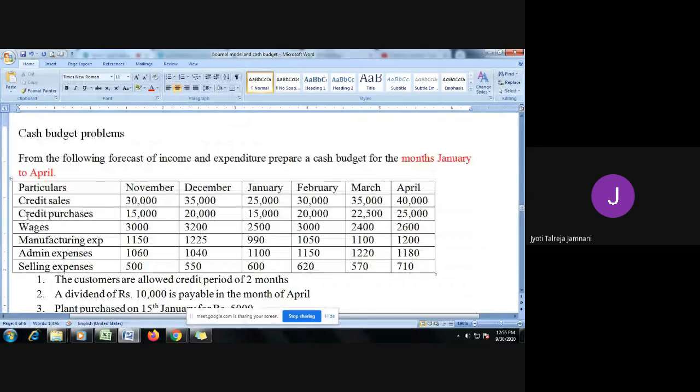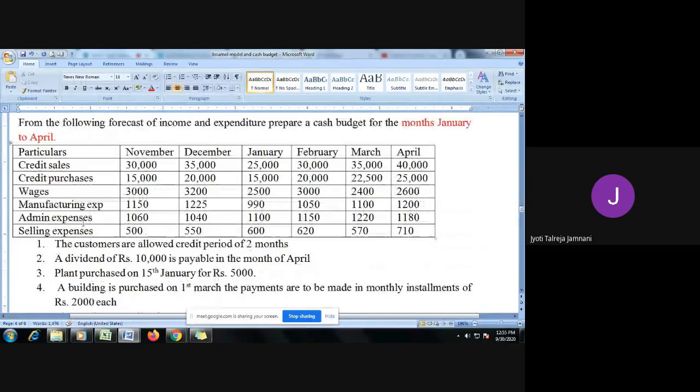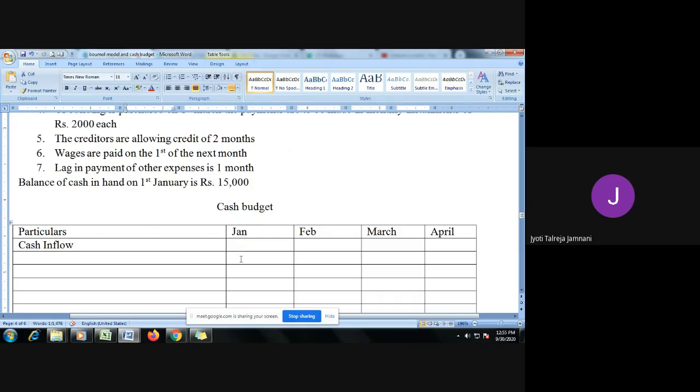The first adjustment says the customers are allowed credit period of 2 months. Customers are nothing but the person to whom we have sold goods. So our credit sales are our customers, and we are allowing 2 months credit to them. That means if I have sold goods in the month of November, the customer can pay me after 2 months. That means he can wait for November, December, and he can pay me in the month of January. So when the customer is paying it to me, I am receiving. So when I am receiving, I call it as my cash inflow. So 30,000 of November I'll receive in January.